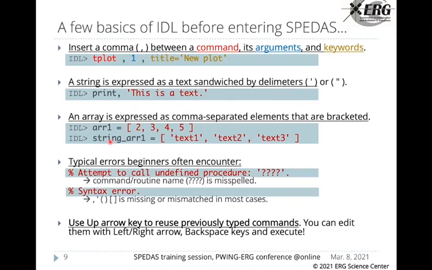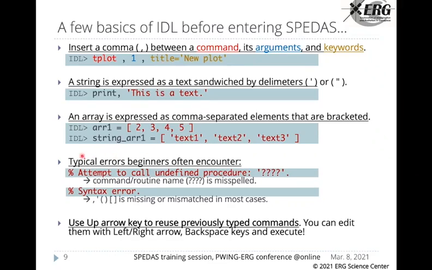And also you can make a numerical array and also a string array in IDL, but in that case you have to bracket numerical arrays like this, and also you have to bracket a string array, but each string element should be sandwiched with single quotations as I mentioned.